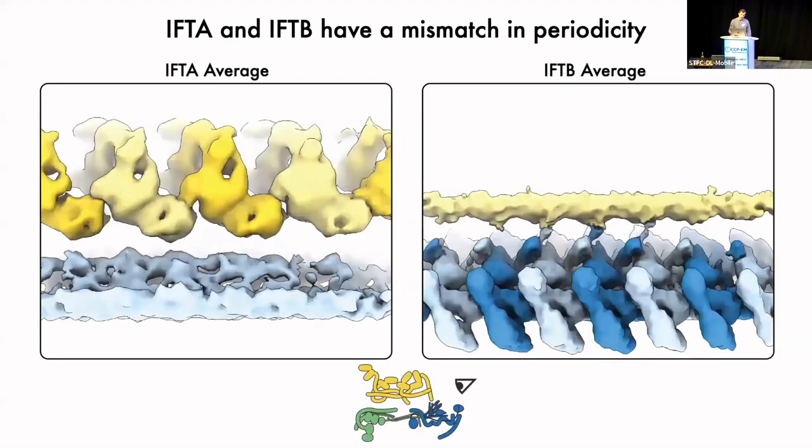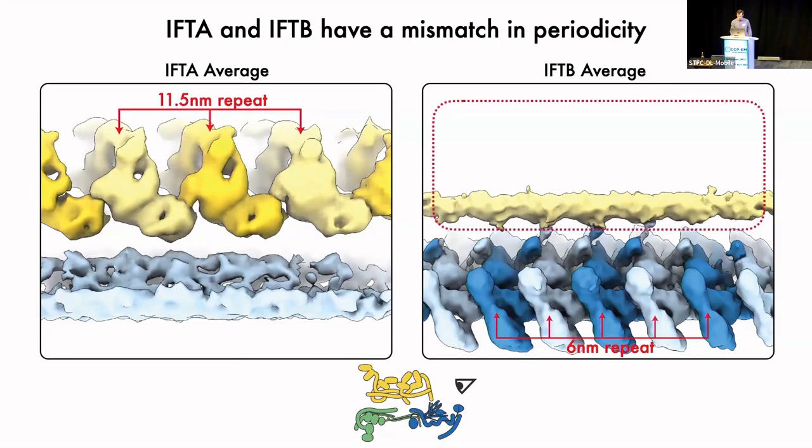So the problem with answering this question is that IFTA and IFTB in these trains have a mismatch in periodicity. The IFTA repeat is 11.5 nanometers, and the IFTB repeat is 6 nanometers. Because these numbers are not directly divisible by each other, in IFTA the region corresponding to IFTB is blurred out, and vice versa. So we were able to overcome this with 3D classification.